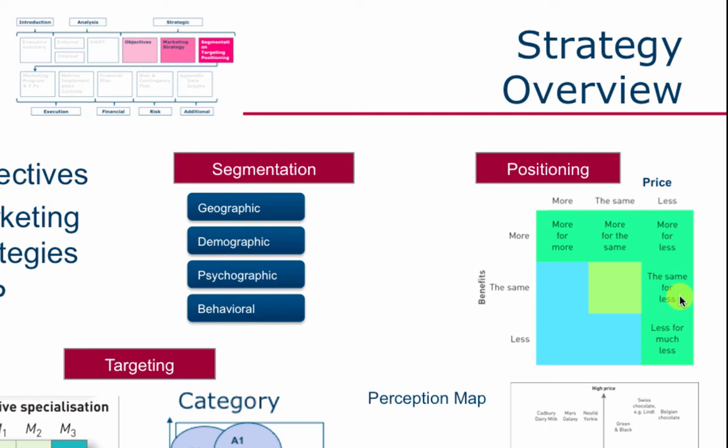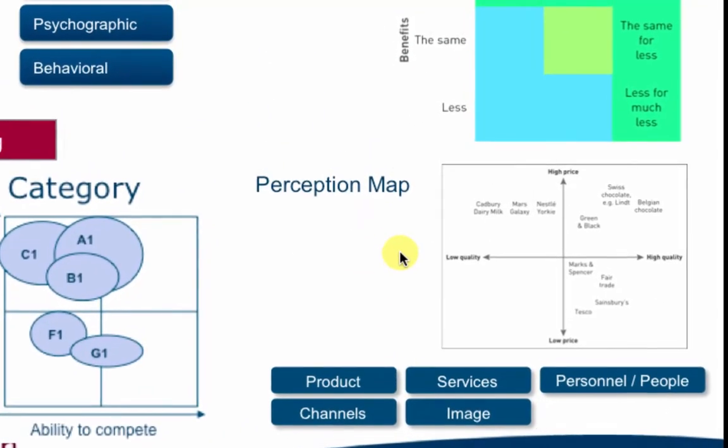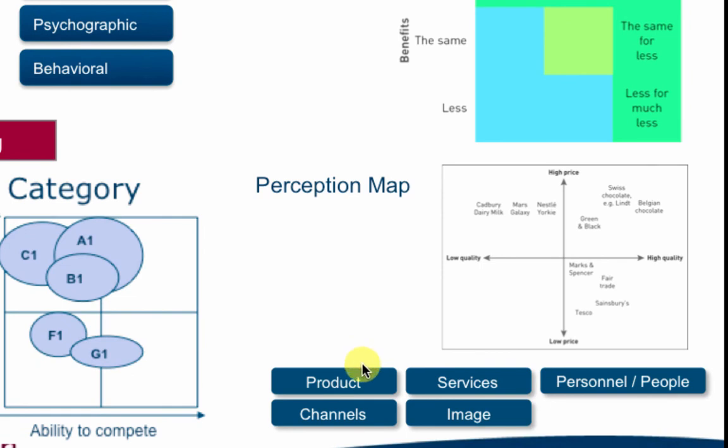Also very valuable is to do the same for less. Maybe people just appreciate a price cut, or you offer a less for much less type of value, maybe for an emerging market, having a lesser portfolio, lesser features and benefits at a lower price point is a very attractive option. We're talking about perception maps versus product channels, services, images. You can put these on the two axes and map them across each other.